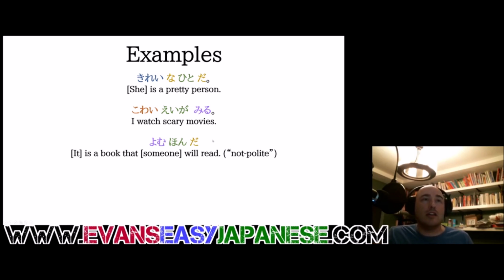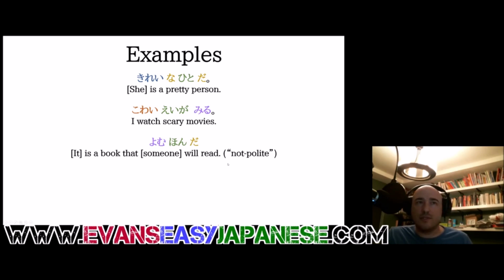All right, here is a rather difficult sentence. Yomu honda. Here we have a verb going into a noun. There's no copula. And then here we have the noun ending the sentence, so we have a copula at the end. Yomu honda. The thing that we're talking about, it is a book. And this book is a book that somebody reads or will read.